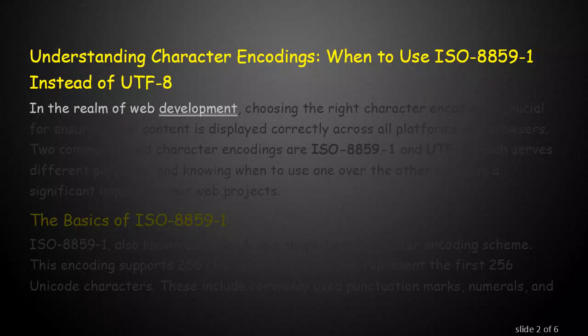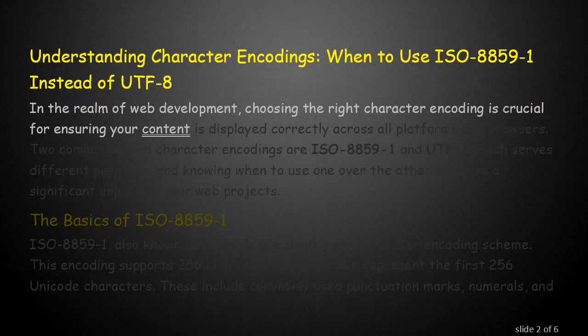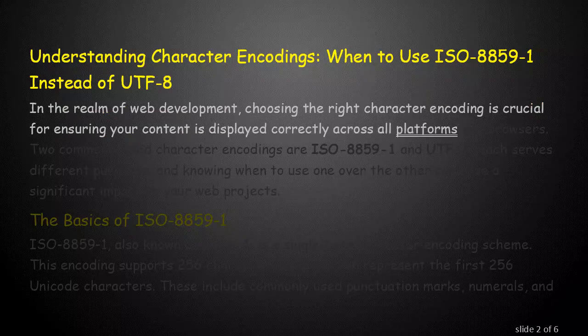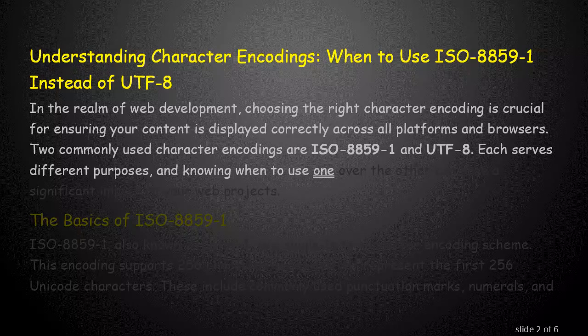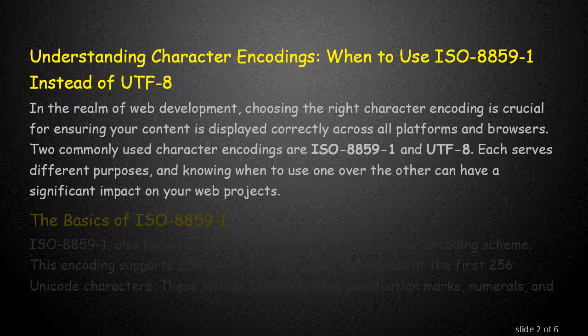In the realm of web development, choosing the right character encoding is crucial for ensuring your content is displayed correctly across all platforms and browsers. Two commonly used character encodings are ISO 8859-1 and UTF-8. Each serves different purposes, and knowing when to use one over the other can have a significant impact on your web projects. The basics of ISO 8859-1.